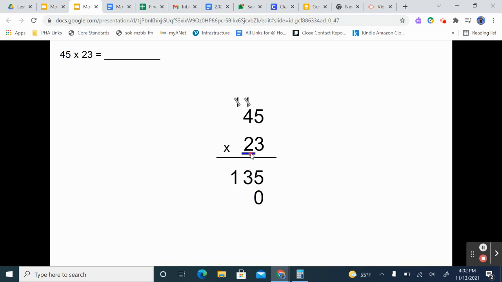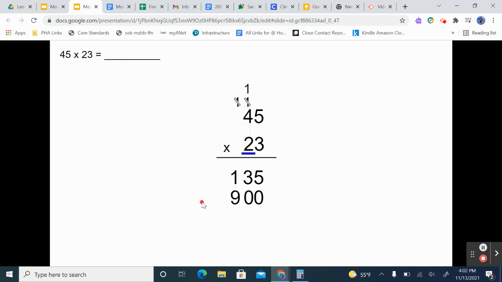So here we're going to multiply 2 times 5, since the 5 is in the ones place. 2 times 5 is 10. So we're going to put a 0 at the bottom and regroup the 1 to the top. And we're putting it above the next number we're going to multiply. So now we're going to multiply 2 times 4, which is 8, plus the 1 we regrouped is 9. So we're going to place the 9 in the hundreds place.